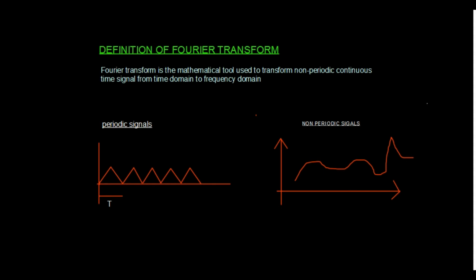See in this diagram. So here this is the shape. Again this shape is repeating after the interval T. The same shape is repeating here, we can see. So that's why this is called a periodic signal. If you go for non-periodic signals, there is no particular shape which will repeat after a particular interval of time. So Fourier transform is used to transform such non-periodic signals from time domain to frequency domain.